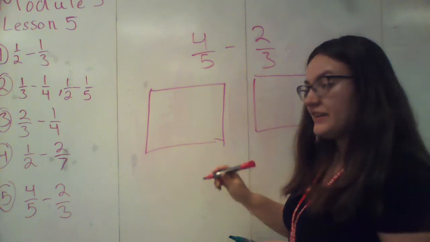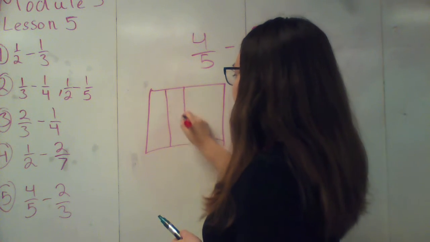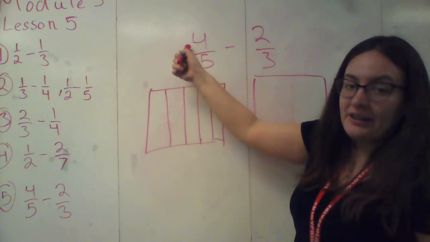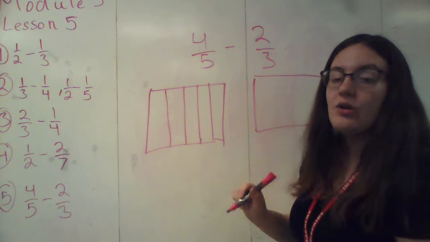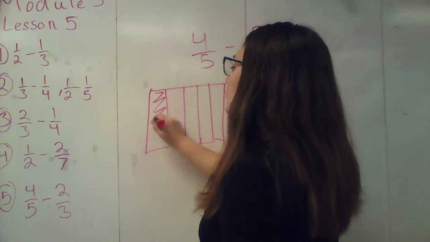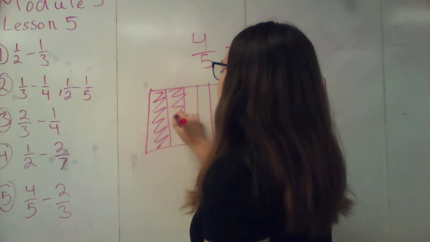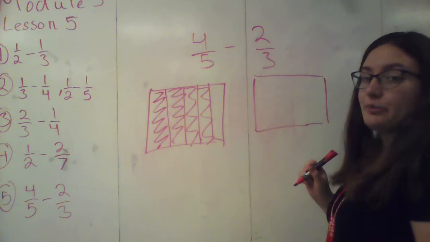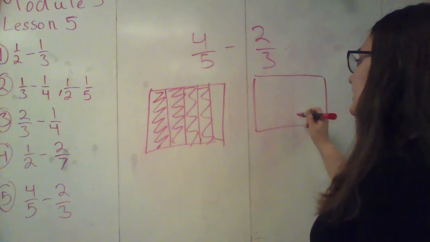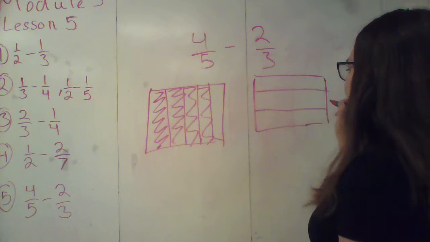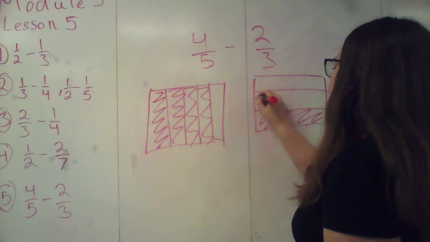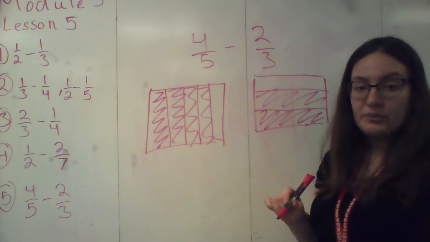So for this one, I have 4/5. So I want to cut this into 5ths. And then remember, if this numerator is 4, that means you need to shade in 4 of these parts. So shade in 4. And then for this one over here, since this is in thirds, I need to cut it into thirds. And since I have that 2 on the top, I need to shade in 2 of those pieces.